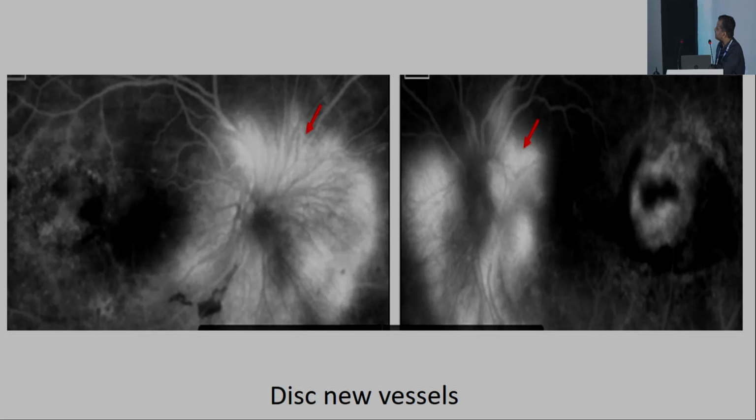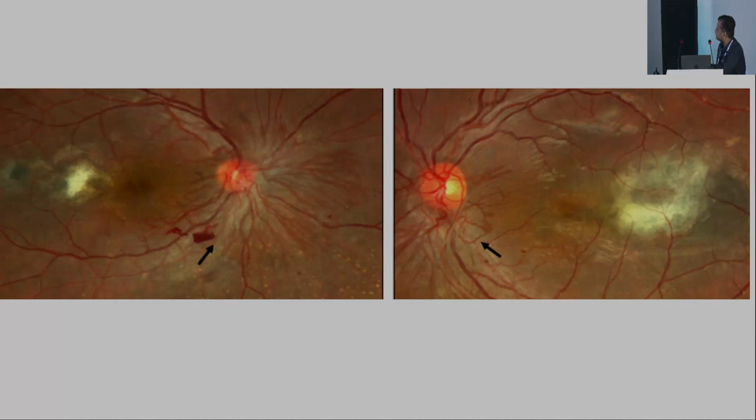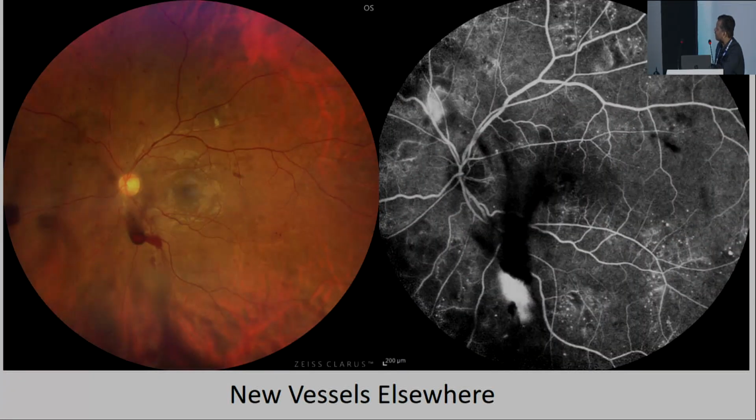This is an intense leakage that we can see in cases of PDR, which is known as disc new vessels. This is the fundus photograph. Also in PDR, you can see something known as new vessels elsewhere, or NVE. This is the fundus photograph, and this is the NVE, the fundus fluorescein angiography picture.